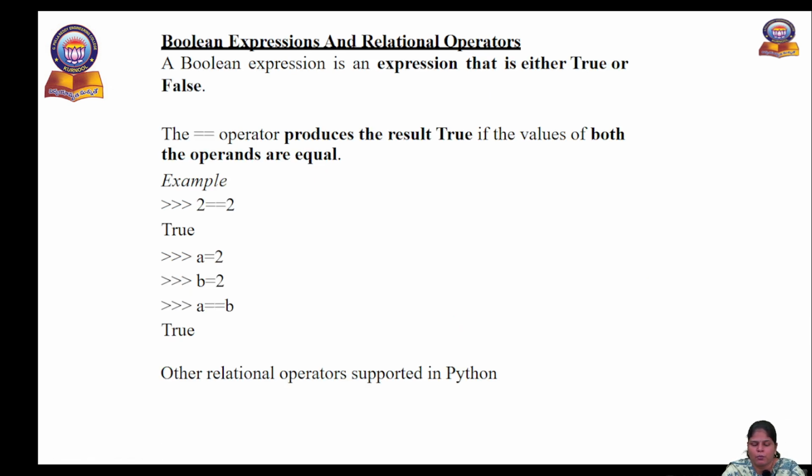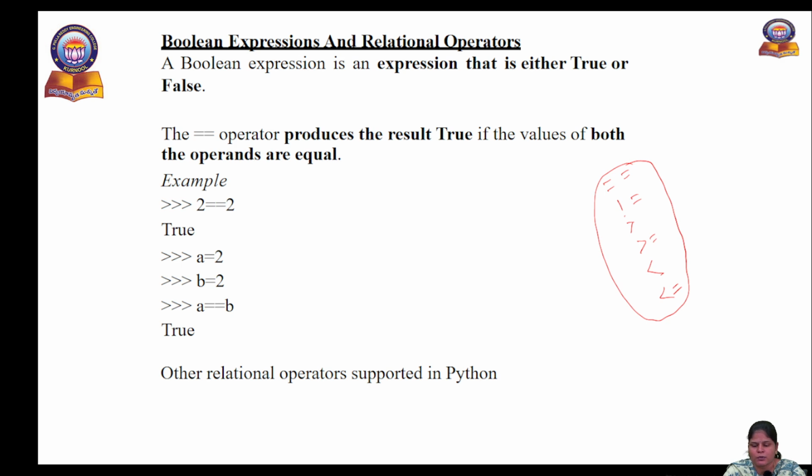Now the Boolean expressions and relational operators. Relational operators in Python mainly specify the relation between the values or between the operands. So we have the equality relation, not equal relation, greater than, less than, greater than or equal to, and less than or equal to. These are the relational operators we have in Python.